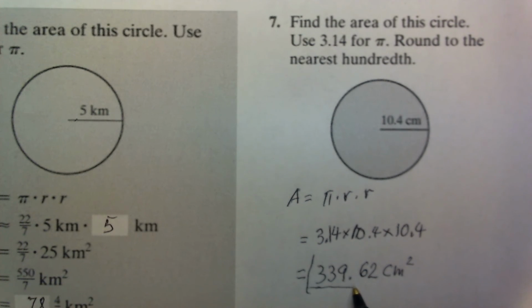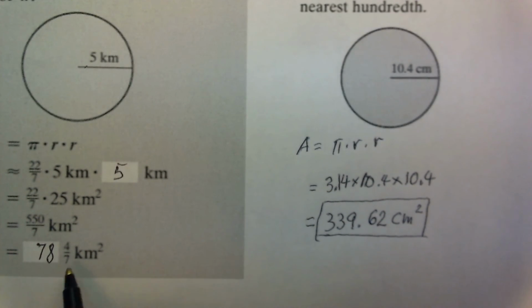So always remember, when we're dealing with area, it is some unit squared. In the previous example, we had square kilometers. Let's revisit that. And here we have square centimeters, but area always has some unit measure squared.